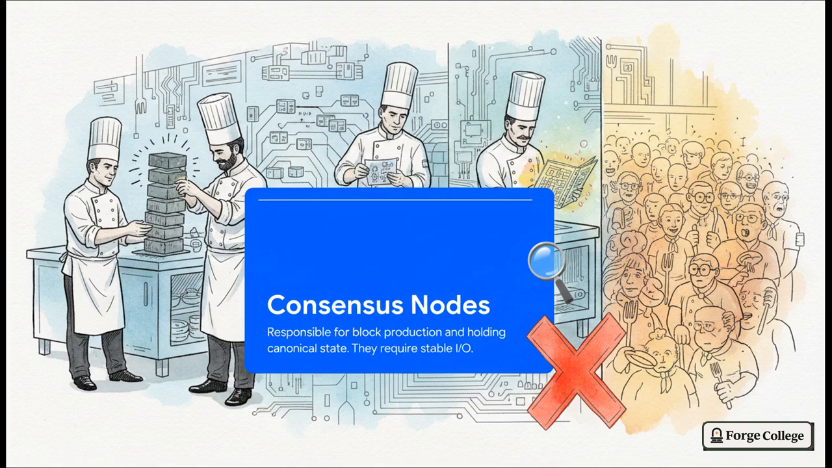They absolutely cannot be distracted by a flood of public read requests. If you mix heavy public load directly onto these consensus nodes, you risk pushing them entirely out of their consensus pace, and boom, the whole restaurant grinds to a halt.